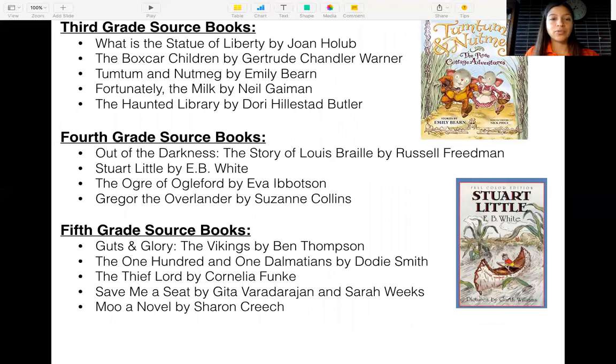For third grade source books, we have What is the Statue of Liberty, The Boxcar Children, Tum and Nutmeg, Fortunately, the Milk, and The Haunted Library. For the fourth grade source books, we have Out of the Darkness, Stuart Little, The Ogre of Ogleford, and Gregor the Overlander. And for fifth grade books, we have Guts and Glory, The 101 Dalmatians, The Thief Lord, Save Me a Seat, and Moo, a Novel.